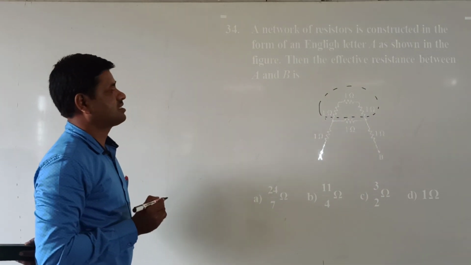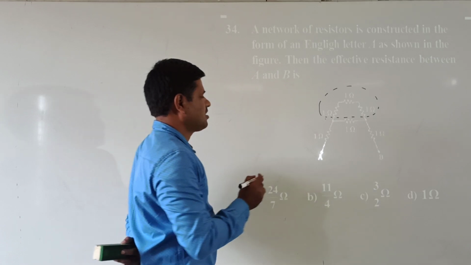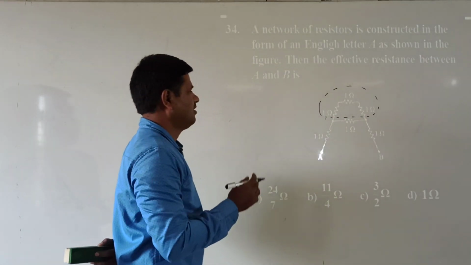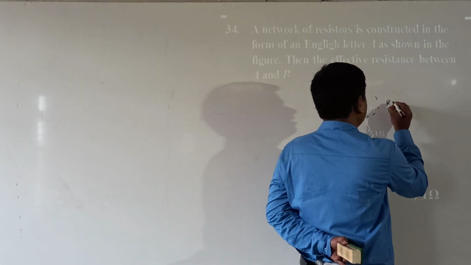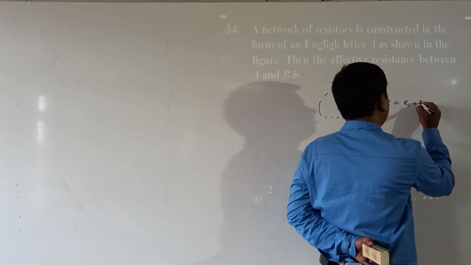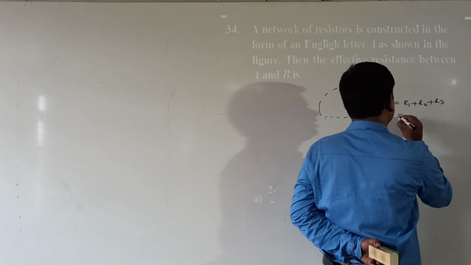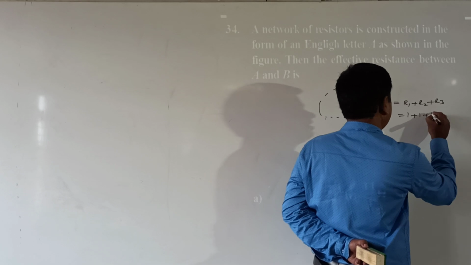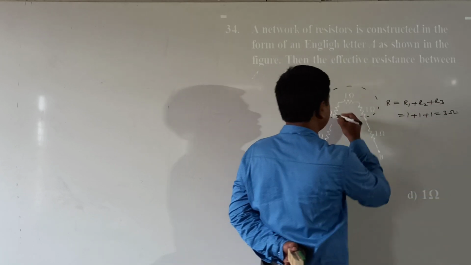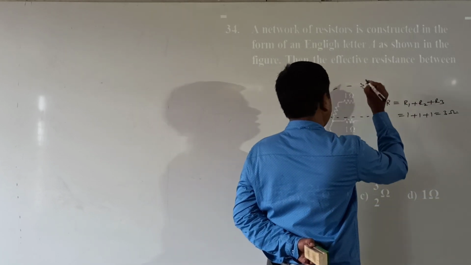These three are in series combination. Series combination means the resistance is R1 plus R2 plus R3. So 1 plus 1 plus 1 is equal to 3 ohm. This part is 3 ohm.